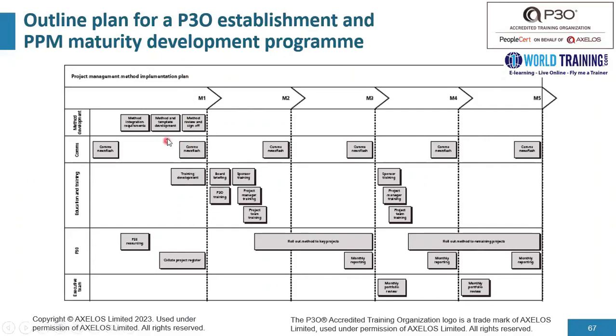Here we have just an example, a project management implementation plan. You could break it down into key phases with certain milestones, milestone 1, milestone 2, milestone 3, 4, and 5. This is just a representation of a plan, but we shall do a deep dive on the aspects of the implementation lifecycle from the next slide onwards.